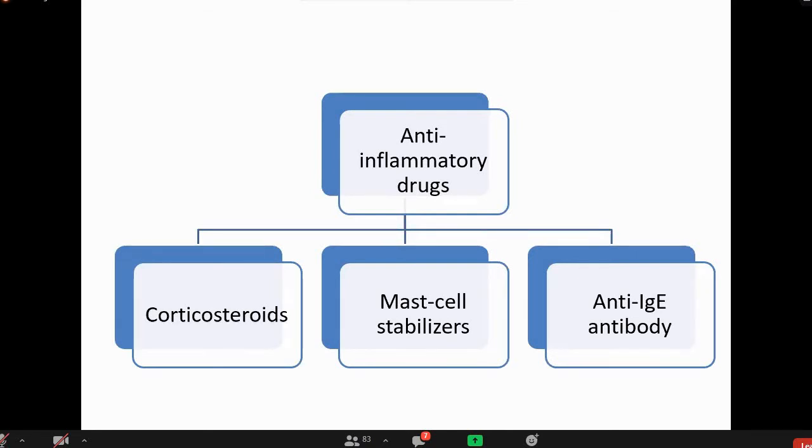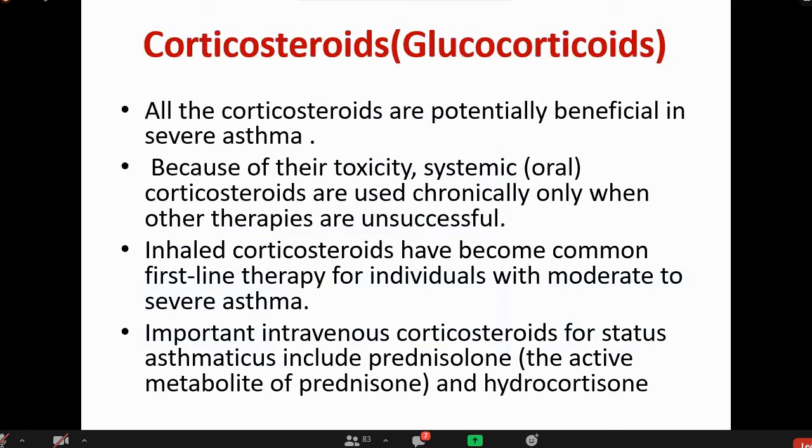So these are the three major groups that can be used as anti-inflammatory drugs. Now, one by one, because this is the main group, the group of first choice regarding anti-inflammatory drugs in the treatment of asthma, right? And this point I have already explained: the most appropriate term we should use if we use steroids as anti-inflammatory drugs is glucocorticoids.